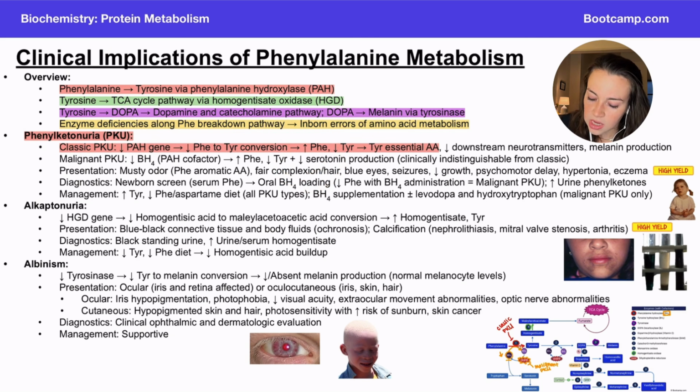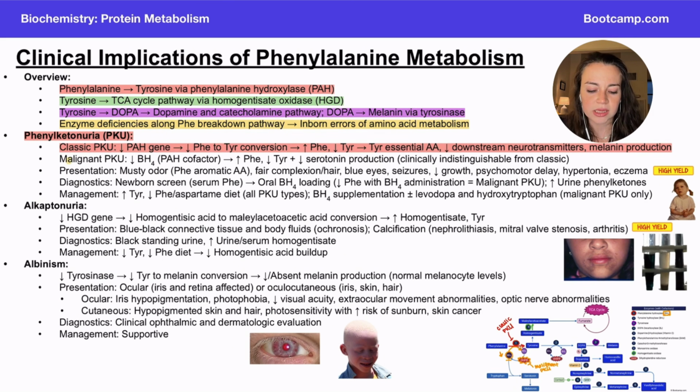That being said, when we knock out this step, we turn tyrosine into an essential amino acid because it cannot be synthesized in the body anymore. And if we have no tyrosine, we don't have either of these downstream pathways running. So we're going to have a decrease in our downstream neurotransmitters, right, like dopamine. We're also going to have a decrease in our melanin production, which was also downstream. So that was classic PKU, a PAH deficiency.